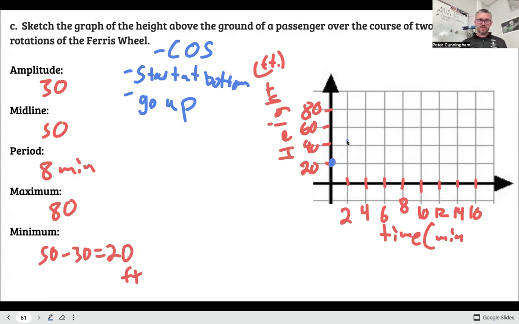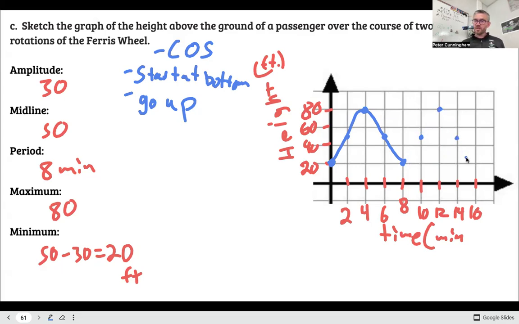The middle was given to us. It was 50. We go to the top. We calculated it. We worked hard to calculate it. Now let's use it. It takes us 4 minutes to get to the top of that ride, which means it's going to take us 4 more minutes to get back down to the bottom. So after 8 minutes, you've gone around this entire Ferris wheel. Do another cycle.